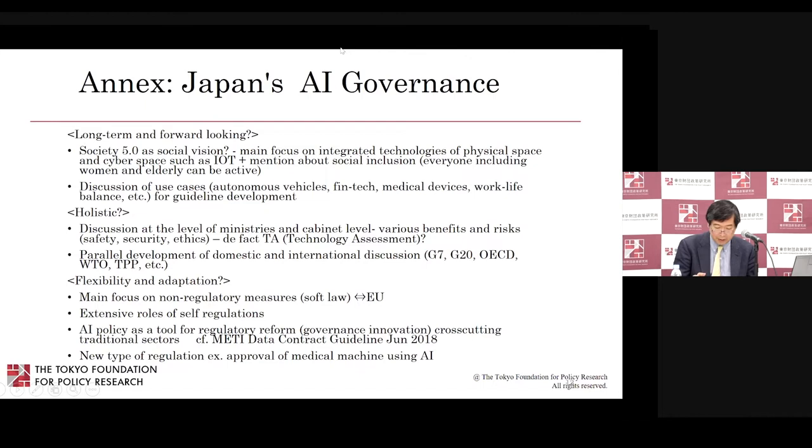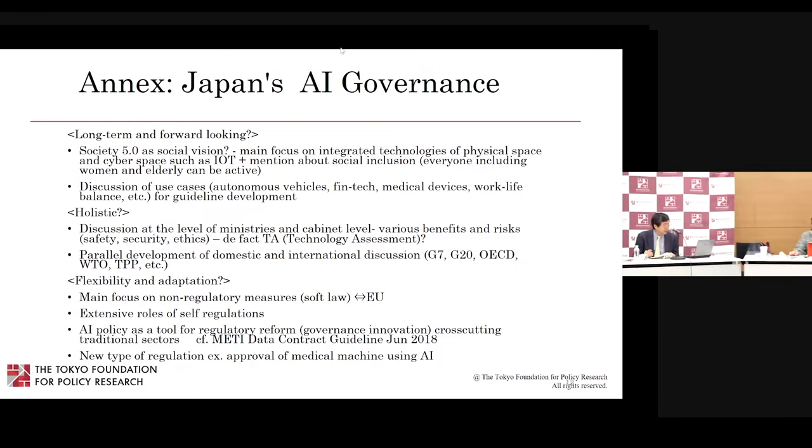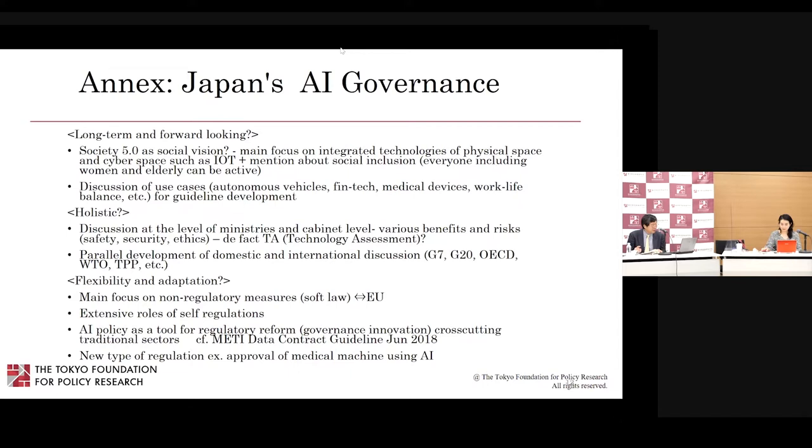And finally, the issue might be relating to the agile and the responsive issue. And in the name of the agile, in the Japanese context, there are many emphasis on the soft law approach or the flexible approach. But is just soft law enough for the agile? It's just a repetition of the traditional way of the soft control. And that seems to be an issue. And in some cases, some modification of the hard law might be needed.